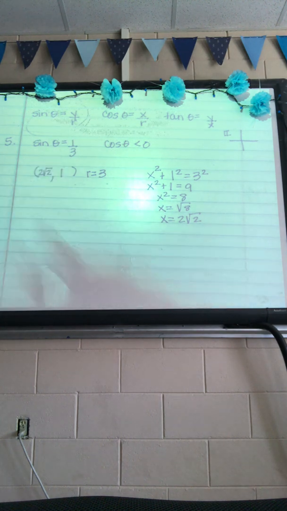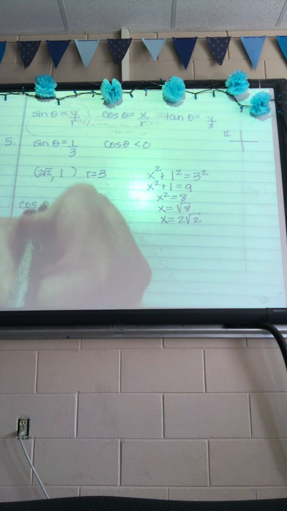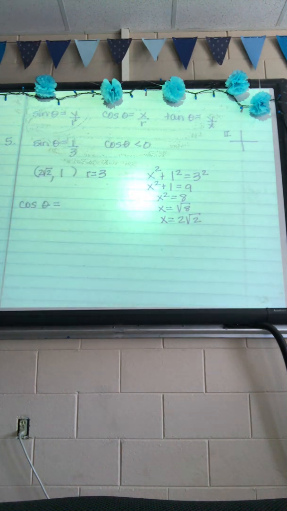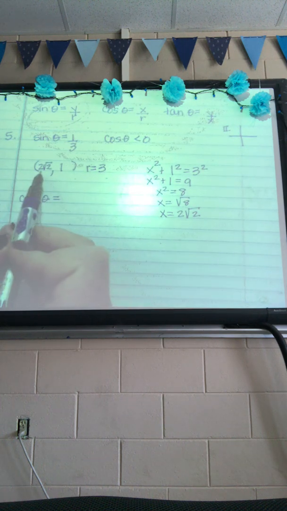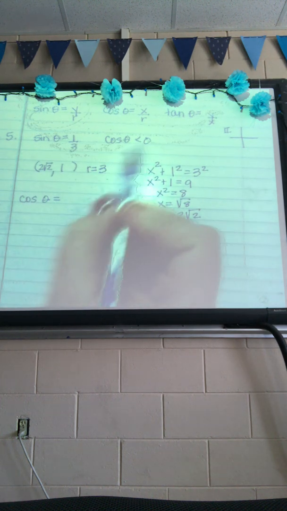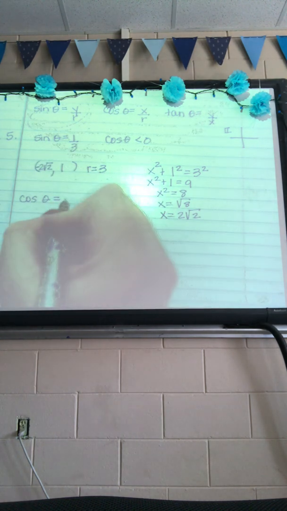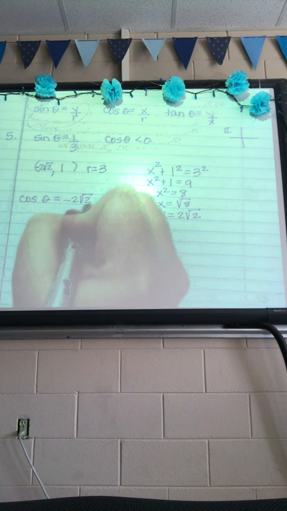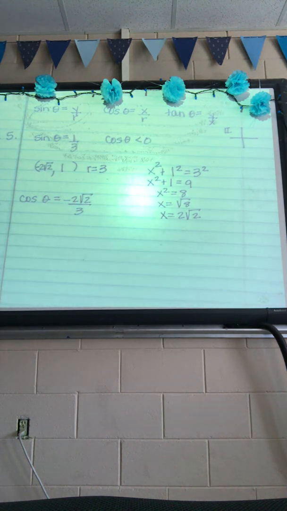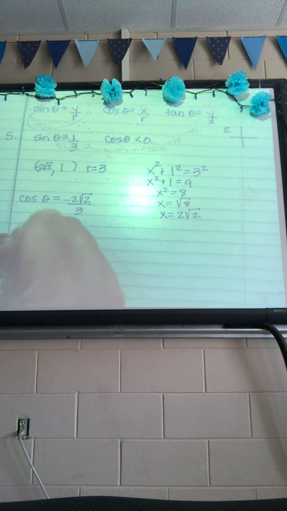Okay, so we know the sine. Now we can come up with the cosine. The cosine is going to be what? Well, actually, does this need to be positive or negative? Go back to this right here. It's going to have to be -2 square root of 2. So the cosine is -2 square root of 2 over 3. Yes?